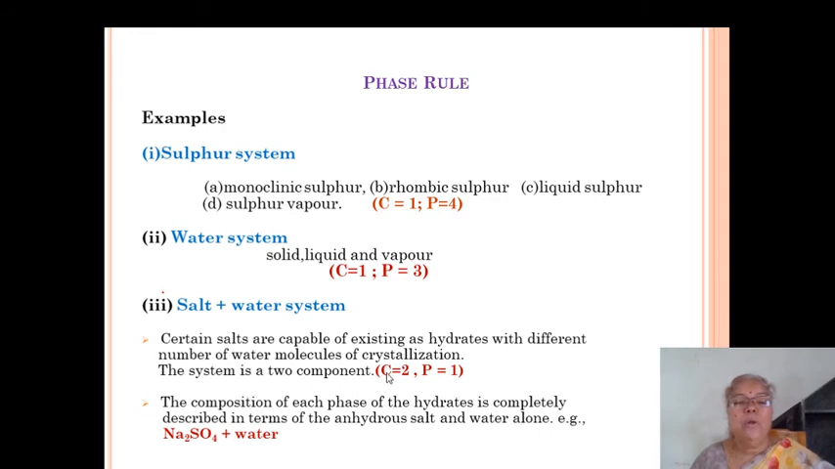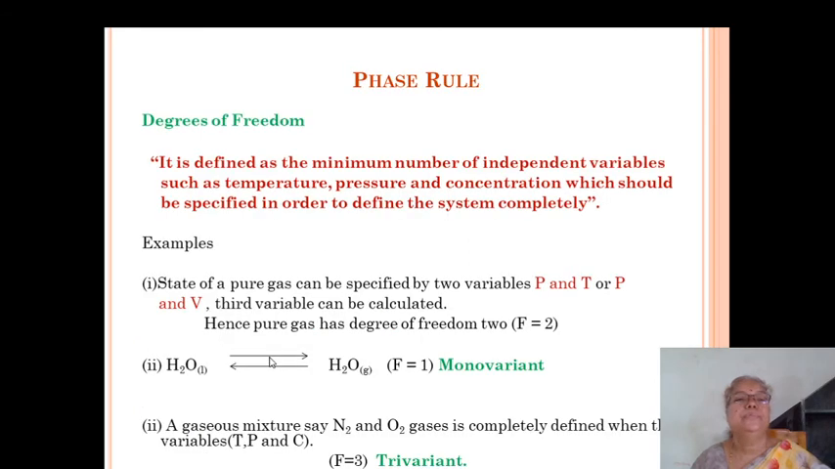Therefore, the value of C is equal to 2, and the number of phases may be 1, 2, 3, 4, depending on the equilibrium. Then the composition of each phase of the hydrates is completely described in terms of the anhydrous salt and water alone. For example, sodium sulfate and water.